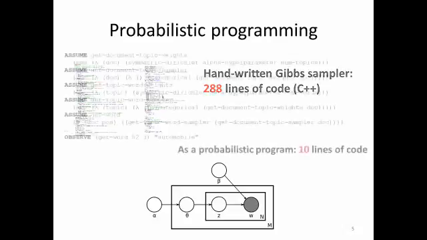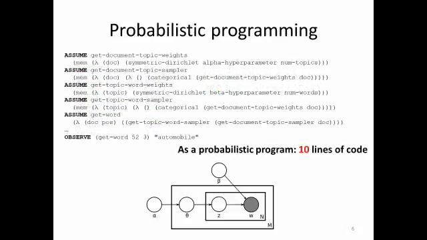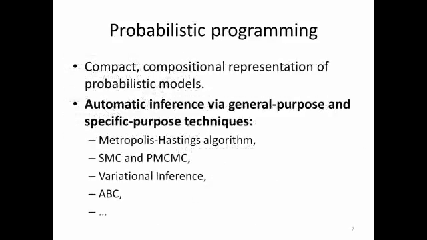representation of this model. And this is a third representation of the same model, LDA. And it's about 10 lines of code to describe the model. And then you have observations, as many as you have words in your data. And you can see that probabilistic programming gives you the opportunity to write your model in a compact way and, using different inference techniques, for example Metropolis-Hastings algorithm, sequential Monte Carlo and PMCMC, variational inference, and other general purpose techniques, make inference in your models.